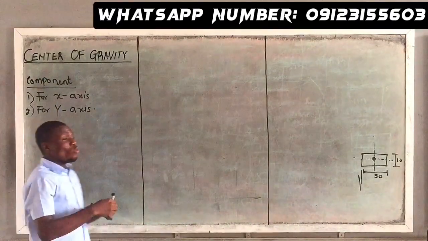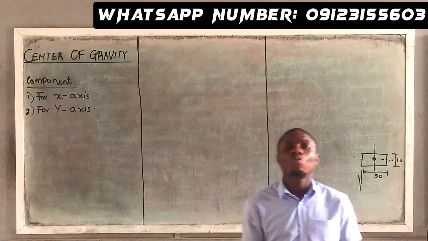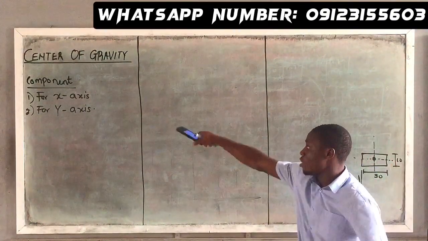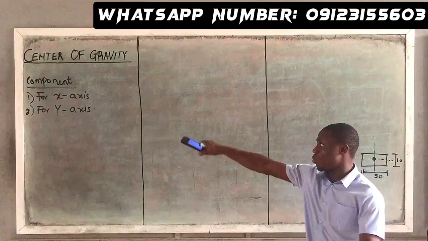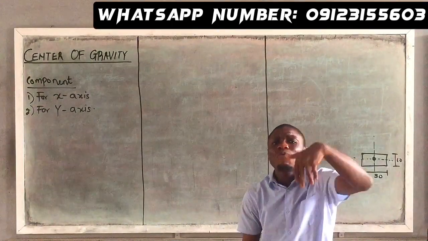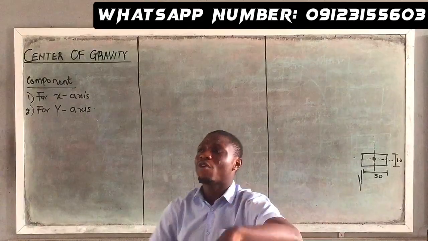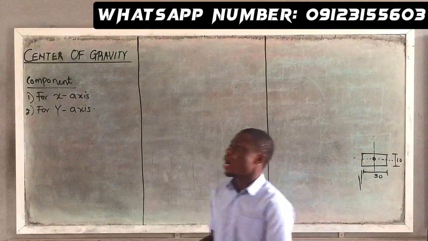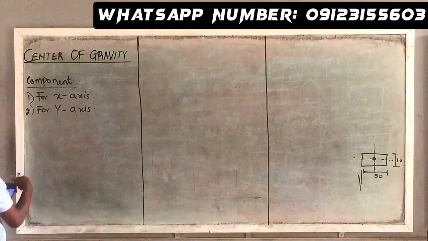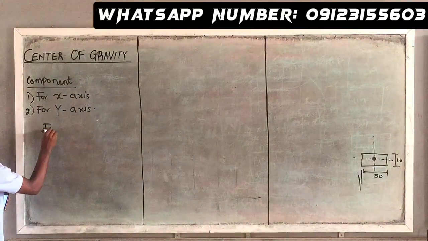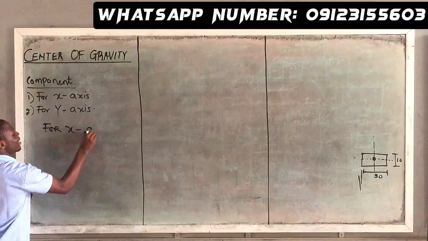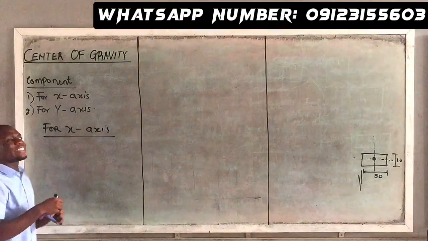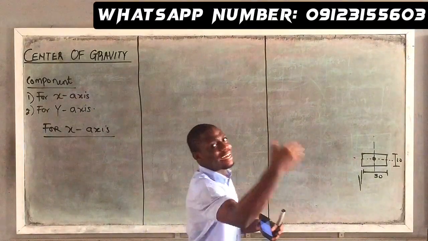When it comes to center of gravity, we are actually focusing on two things. Number one is for x-axis, and number 2 is for y-axis. Now, when we say for x-axis, what do we mean? When we say for y-axis, what do we mean? For x-axis, we actually mean the center of gravity along x-axis.